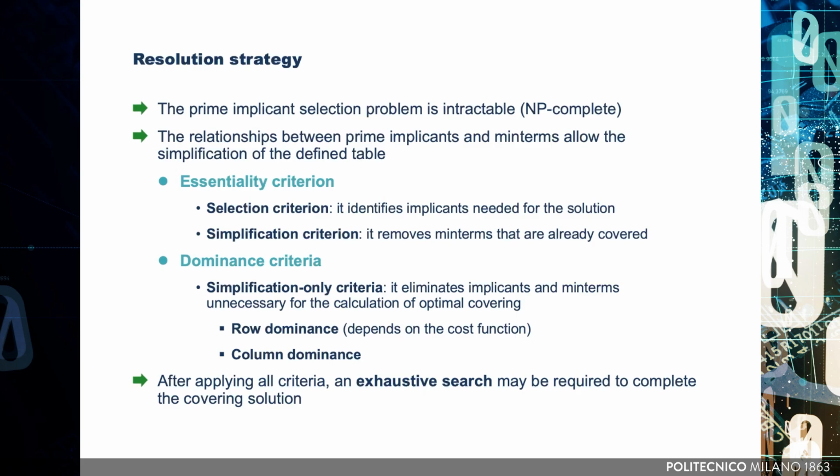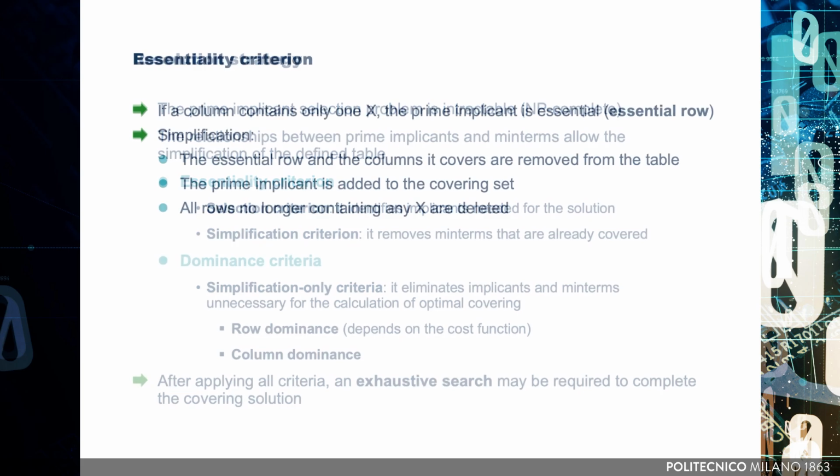Column dominance allows us to eliminate certain minterms that do not influence the outcome of the optimal cover. The overall solution strategy consists of applying these simplification rules iteratively until either an optimal cover is found or no further simplifications are possible. In the latter case, we must proceed with an exhaustive search to complete the covering process.